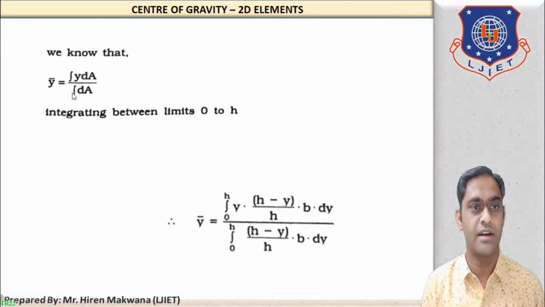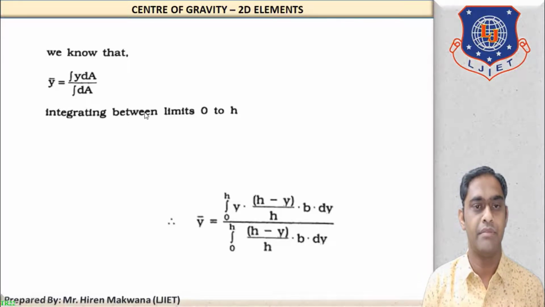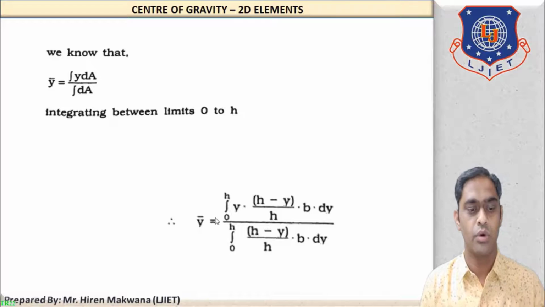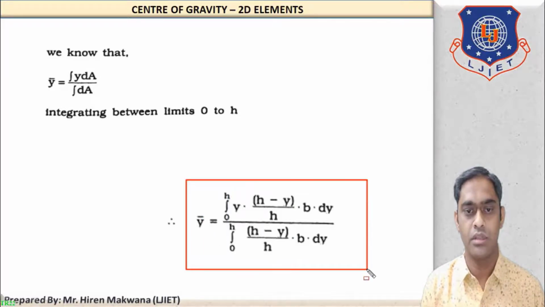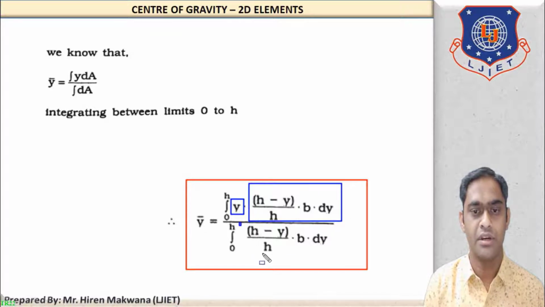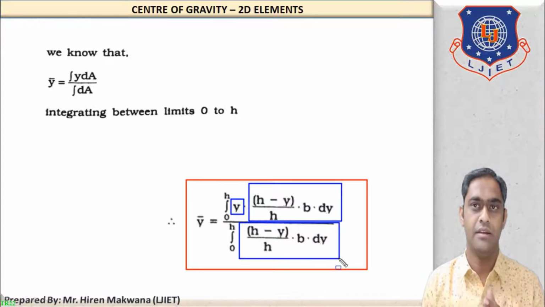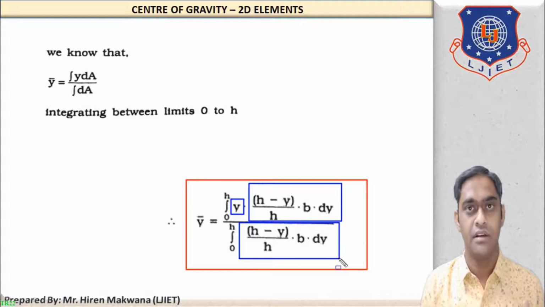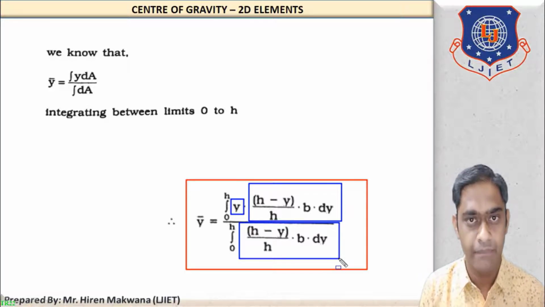Here is the calculation. The standard formula is integration of y dA upon integration of dA, integrating over the given limit 0 to h. So between 0 to h, y bar is equal to this formula: integration of y dA upon integration of dA. You can check back and verify the value of dA.